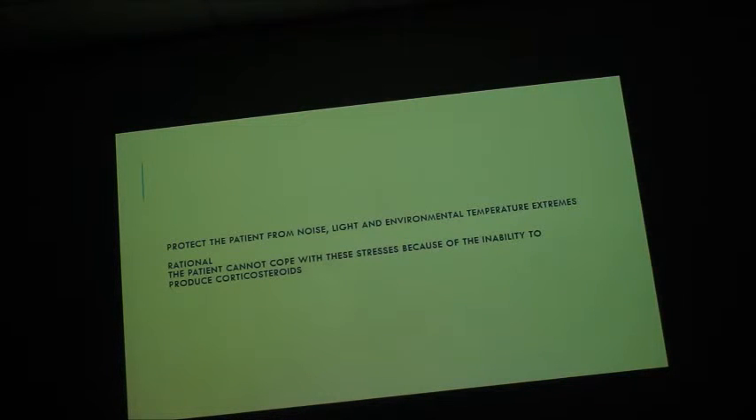John has presented with stress and lack of sleep. A potential problem of this is that he can be faced with an overwhelming amount of stresses. The nurses should protect John from noise, light and environmental temperature extremes, as he has an inability to produce corticosteroids, which means he cannot tolerate stress.